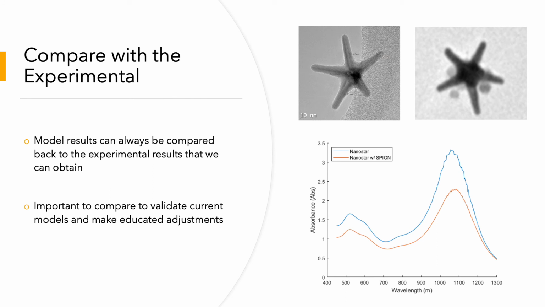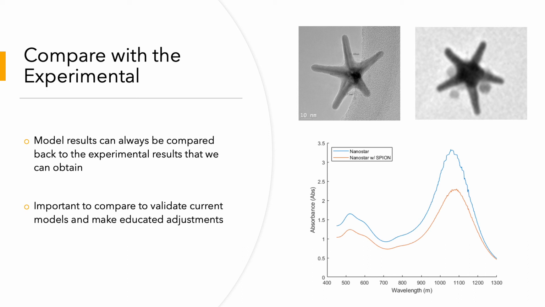How does this compare to our experimental results of our nanostars? Model results can always be compared back to the experimental results that we can obtain. In our images above, on our left we see a bare nanostar in a high resolution TEM image. On the right we have a regular resolution TEM image of our nanostar conjugated with SPIONs. It's important to compare and validate current models to make educated adjustments to our models as we move forward.